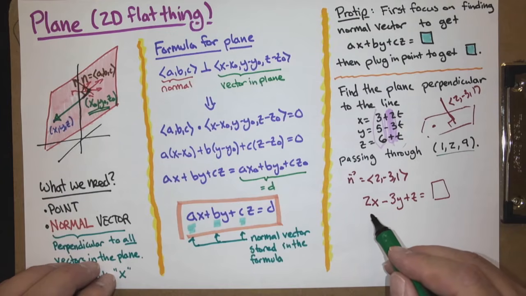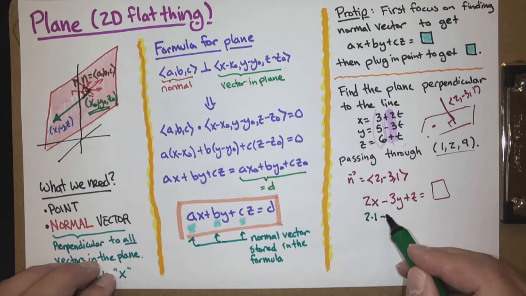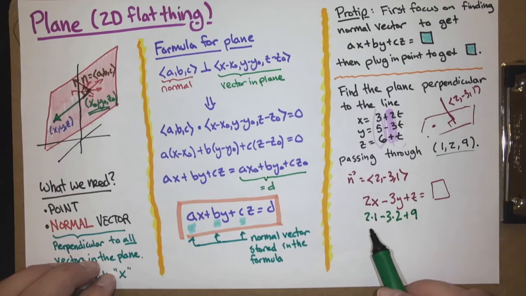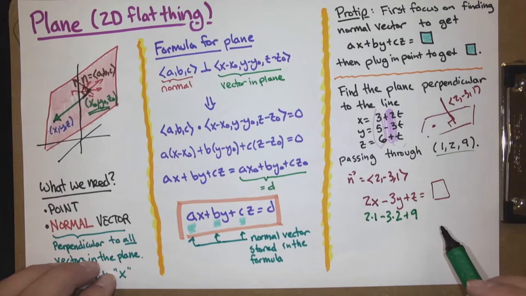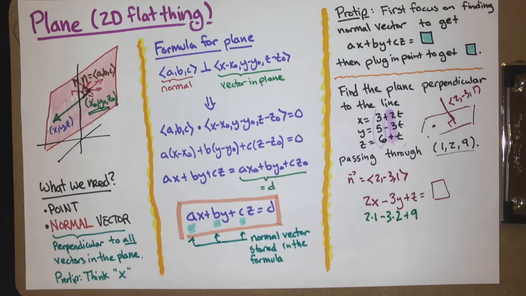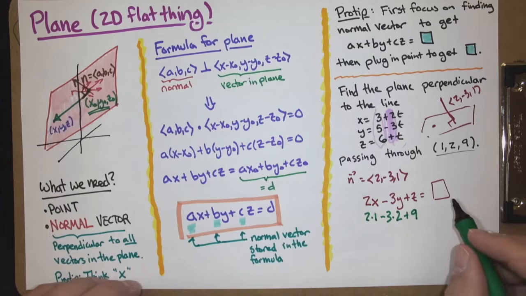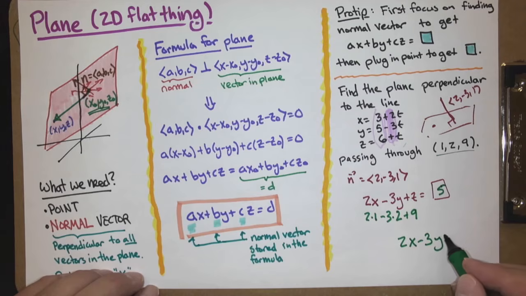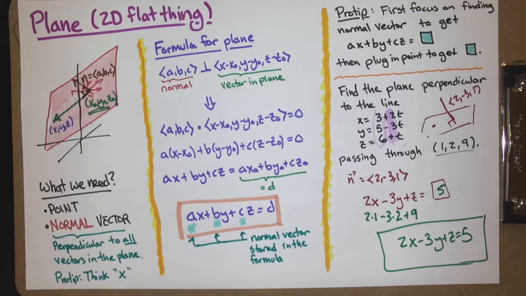So we plug in 2 times 1 minus 3 times 2 plus 9. Well, that becomes 2 minus 6 plus 9, which becomes a number. Yeah, that's true. It is a number. Anyone know what number it is? 5. Thank goodness. So 2x minus 3y plus z equals 5. And that's the problem. We're done. All right, we've got about 5 minutes left.